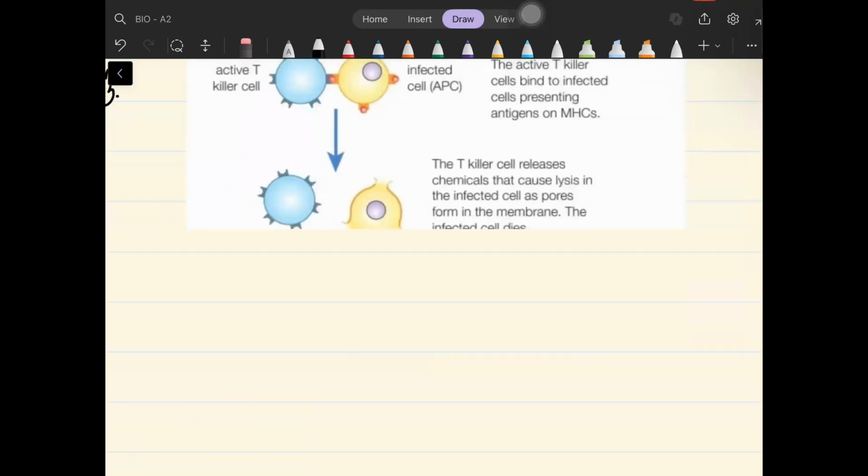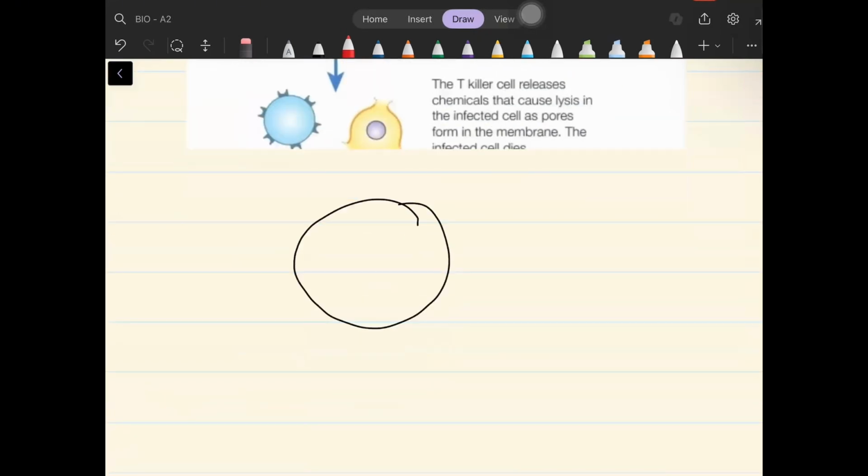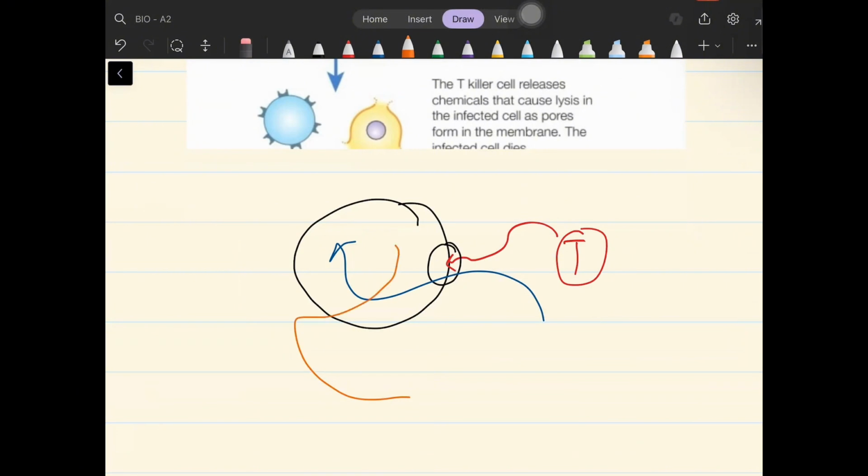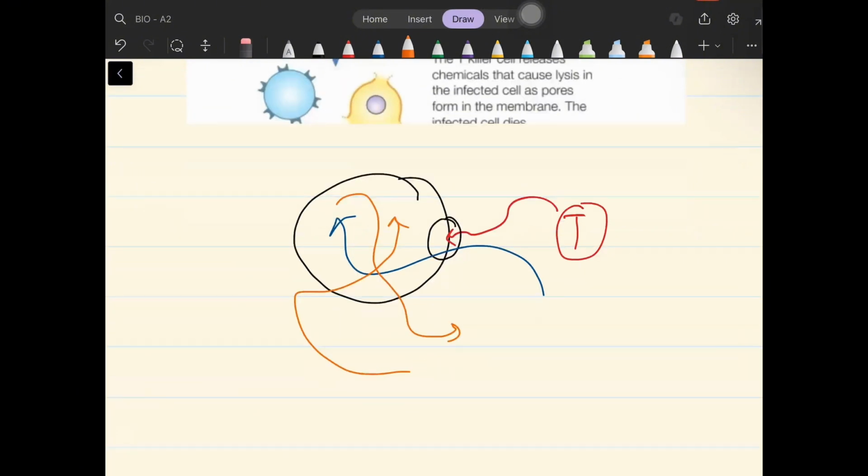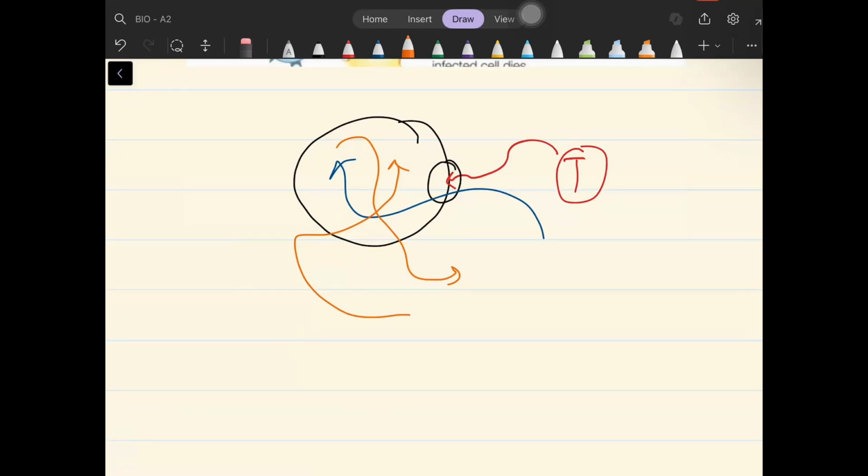Suppose this is the cell containing the virus, right? So the T cell would bind with this and would create a pore in the membrane of the infected cell. And once a pore is created, water and ions can move into the cell containing the virus particles, move in and out, and this would cause the cell to rupture. And once the cell gets ruptured or damaged, the virus particles are then released into the surrounding tissues and cells.